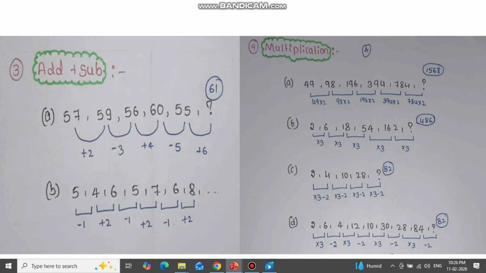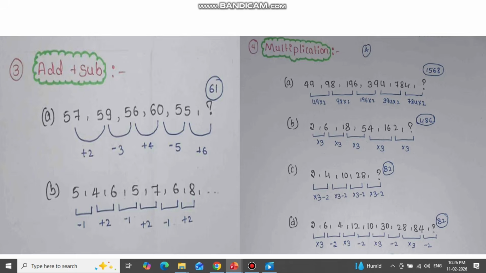Then some series are given with addition and subtraction. 57 plus 2 is 59, 59 minus 3 is 56, 56 plus 4 is 60, 60 minus 5 is 55, then 55 plus 6 is 61. The series is plus 2, minus 3, plus 4, minus 5, plus 6. Similarly, that is the second example we have to take.